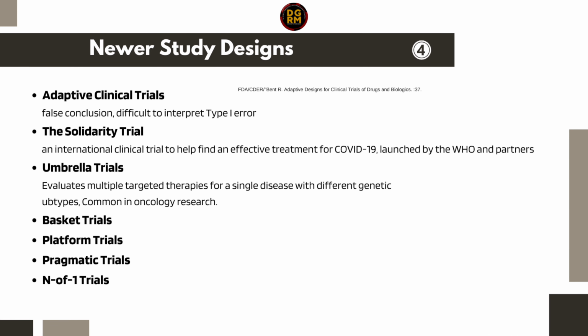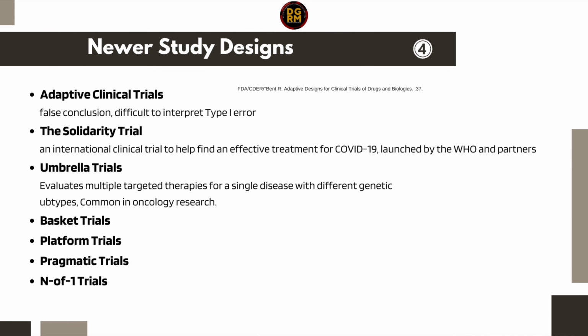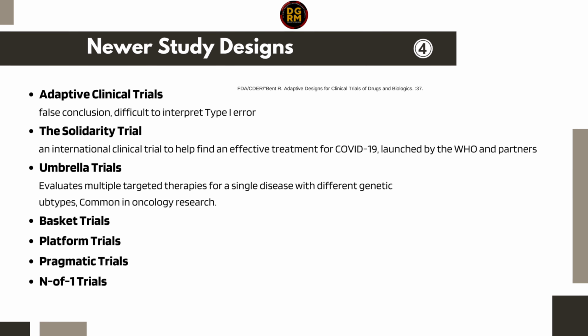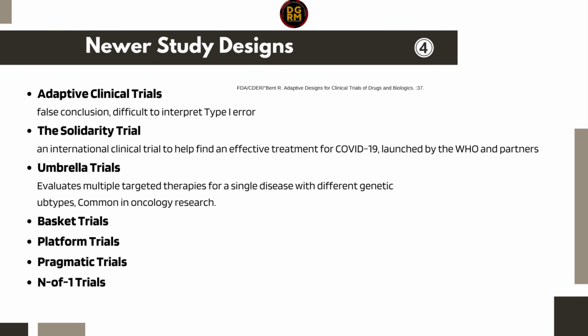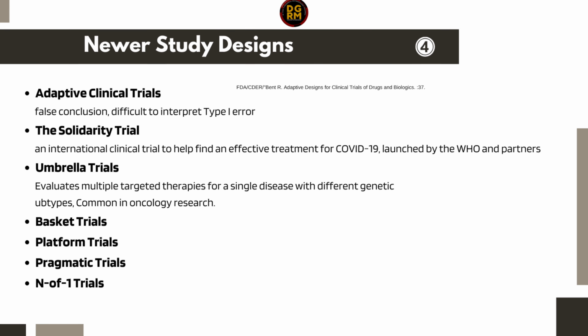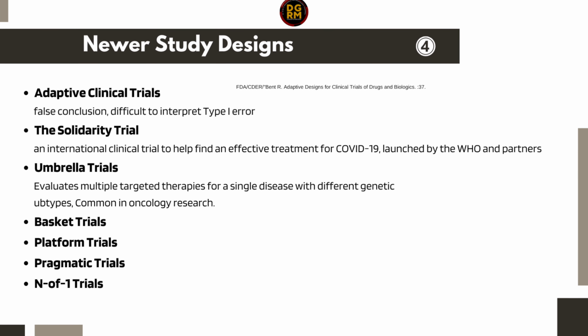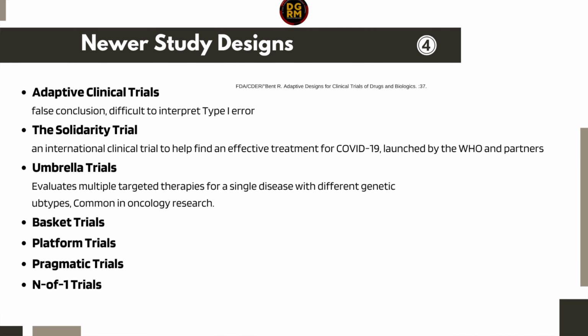The adaptive clinical trial allows modifications to the trial protocol based on interim results. The examples are Bayesian adaptive trials and seamless phase trials. It is used in drug development to speed up approval while ensuring safety. Umbrella trials evaluate multiple targeted therapies for a single disease with different genetic subtypes. It is common in oncology research.